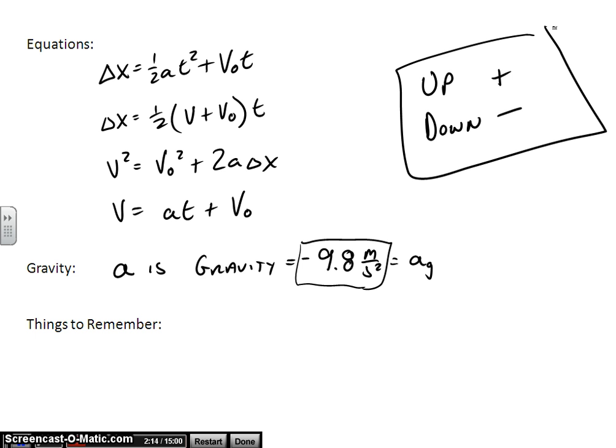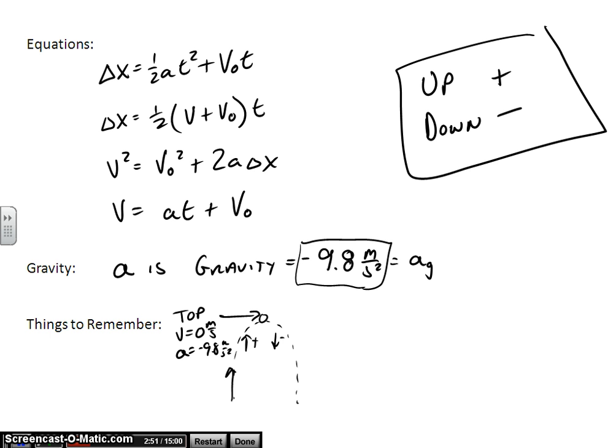A couple things to remember other than up positive, down negative: if you throw something up, it's going to come down because of gravity. If you throw something up, when it gets to the very top, the apex, your velocity at that point is 0. Why? Because you're going from positive to negative. In the middle there, that has to be 0. Your acceleration will still be negative 9.8 meters per second squared, but your velocity at the top will be 0.